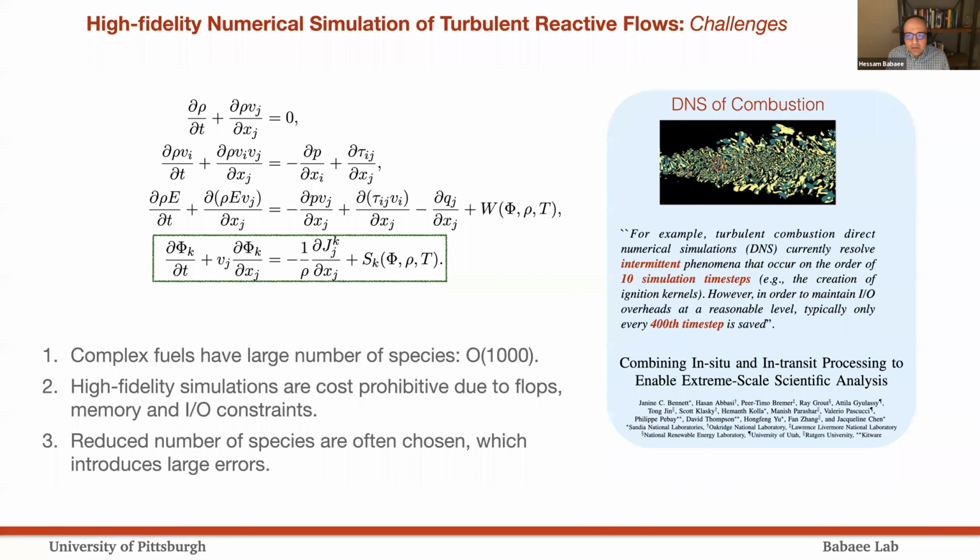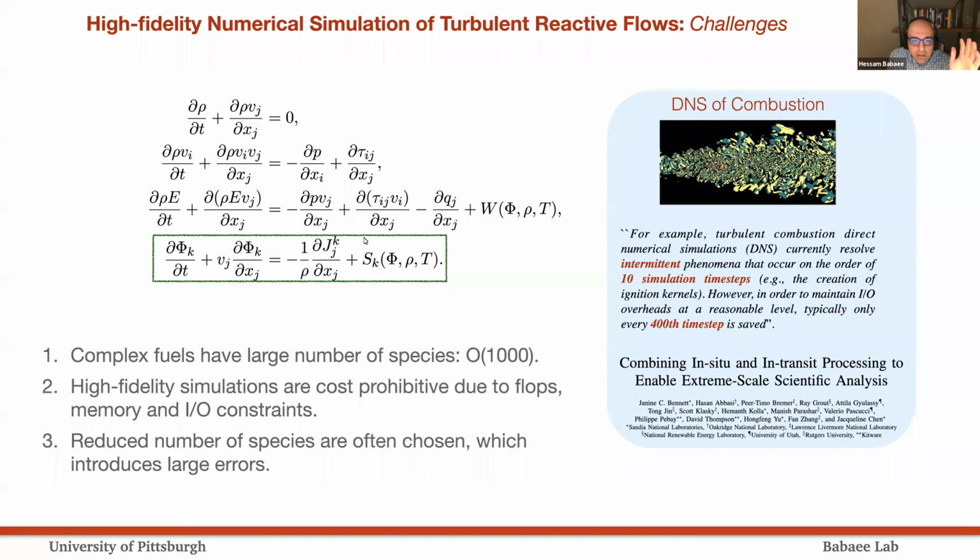So let me just explain the equation. In turbulent combustion, you will solve the compressible Navier-Stokes equation as listed here, and then you would have to solve this species transport equation. So this phi k, where k indexes the species, is the species concentration mass fraction, and you can have on the order of 1,000 species for complex fuels. So you would have to solve 1,000 PDEs coupled together. They're all transported with this turbulent velocity field.